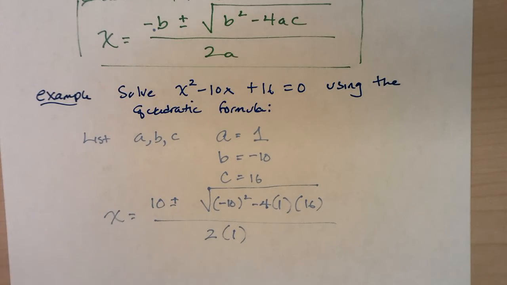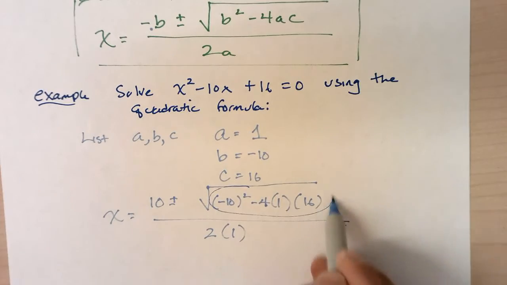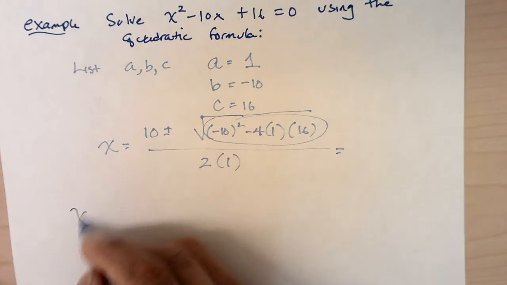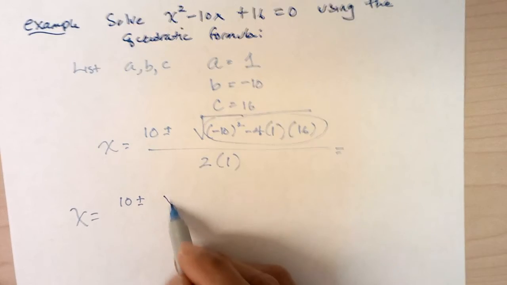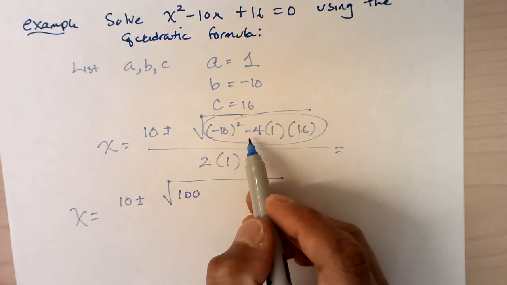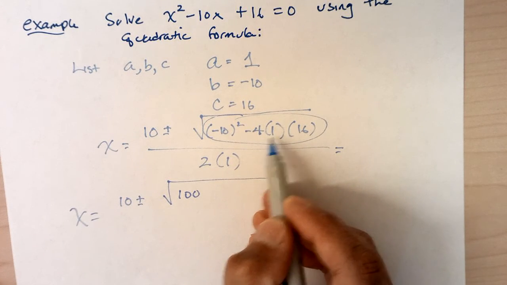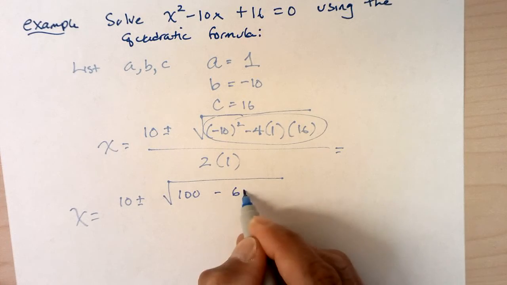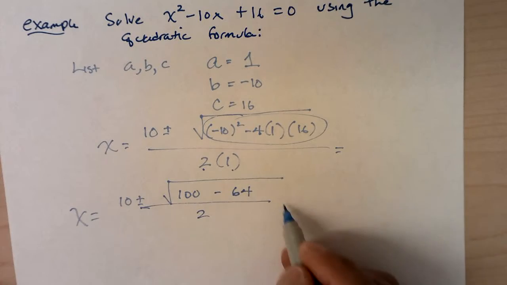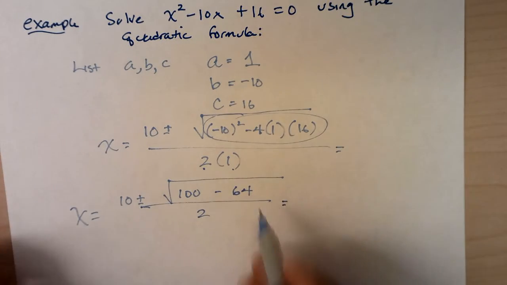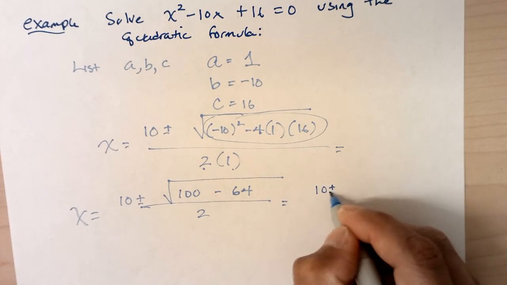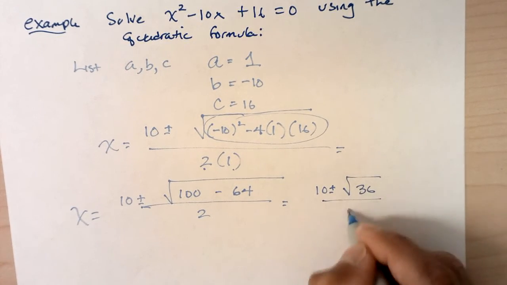Okay, now here's what we need to do. Evaluate everything underneath the square root first. We're still using our order of operations. So everything underneath the radical, x equals 10 plus or minus, and I'm going to write everything out here. Negative 10 squared is positive 100. And then negative 4 times 1 is negative 4. Negative 4 times 16 is negative 64. And then all over, I'm going to multiply 2 times 1, 2. Okay. We can subtract here, 100 minus 64. So 100 minus 64 underneath the square root is 36, all over 2.